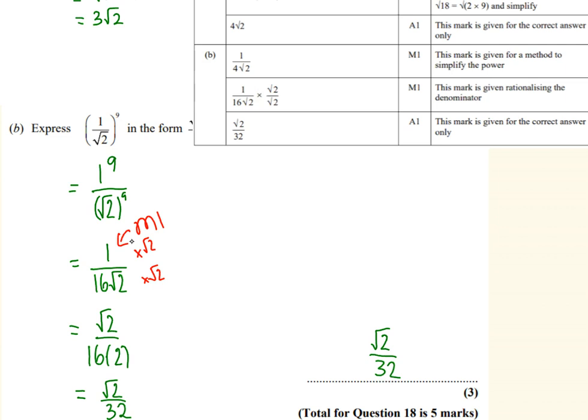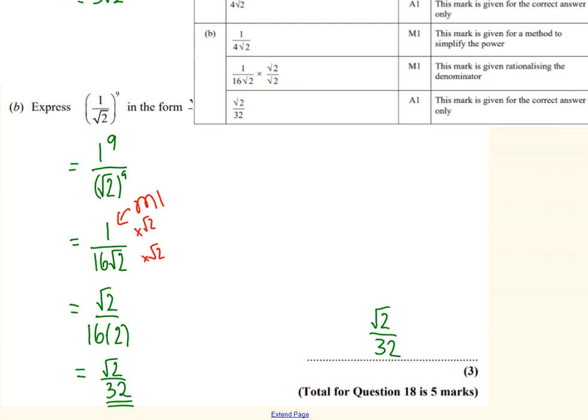Okay, so I've raised 1 to the power of 9, and I've raised root 2 to the power of 9. And then the accuracy, another method mark for starting to rationalise. So actually showing this process of timesing by root 2 is going to be enough for that next method mark, and then an accuracy mark for our answer at the end there.